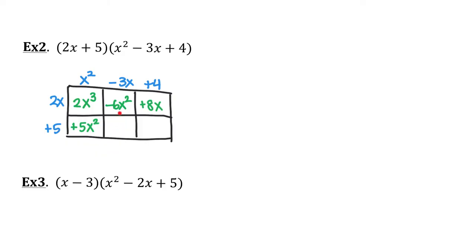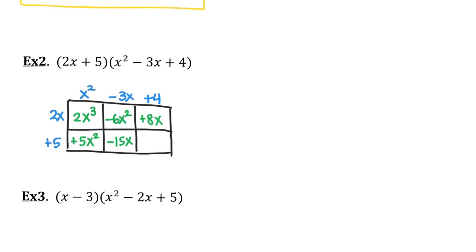Over here, 5 times negative 3x is negative 15x. And then in my last box, I have 5 times 4, which is positive 20. Okay, I'm going to go ahead and look for like terms. I'll start with the highest degree, just like I did on the previous problem. So I have 2x to the third, and that's all. I don't have any other x to the third, so I'm going to go ahead and put that first.